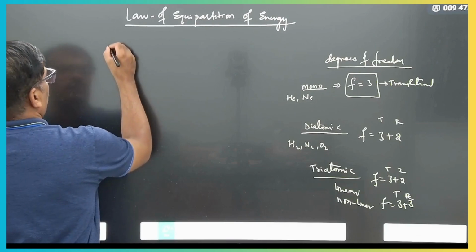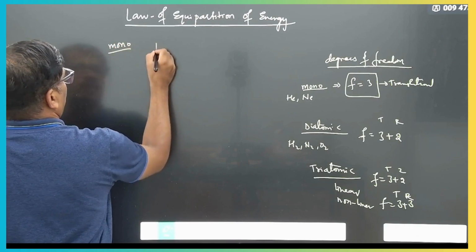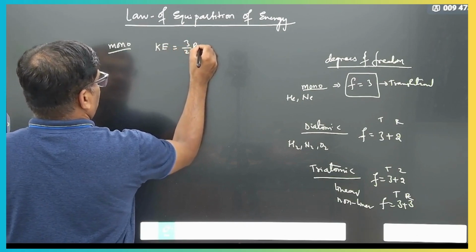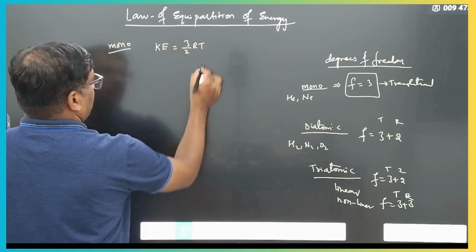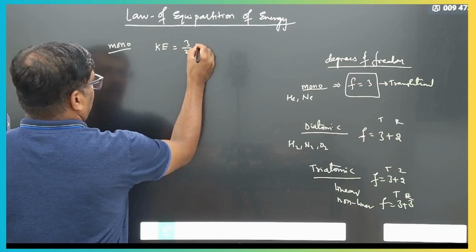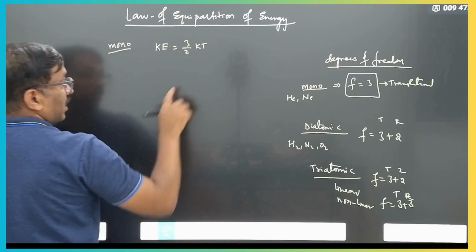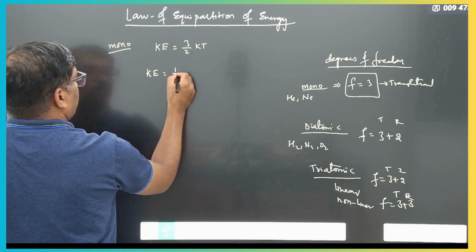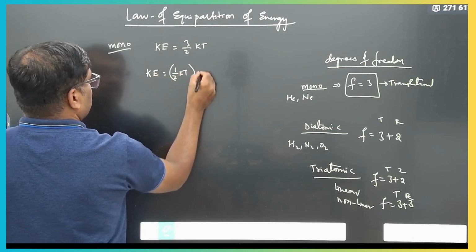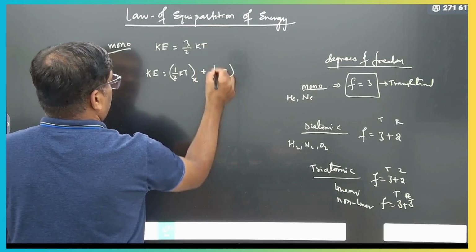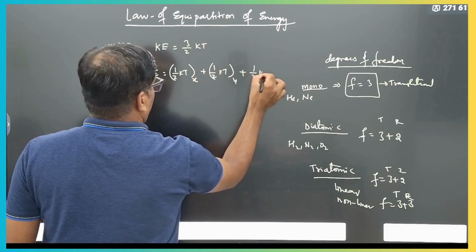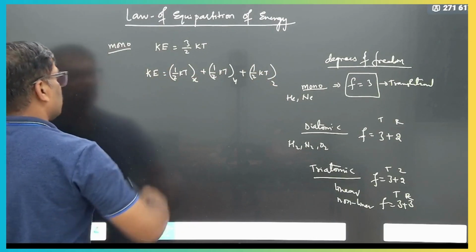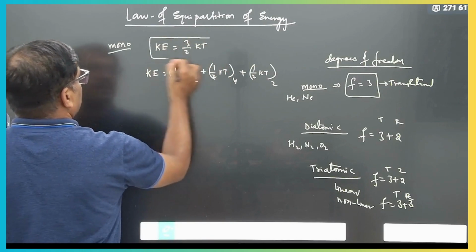So that's why for a monoatomic gas, what did we write? Kinetic energy we wrote as 3 by 2 KT, or RT, anything you can write. So why 3 here? Because it has 3 translational degrees of freedom. Therefore kinetic energy is 1 by 2 KT along the x-axis, plus 1 by 2 KT along the y-axis, plus 1 by 2 KT along the z-axis. All these are at the same temperature, so that's why we can write it like this.